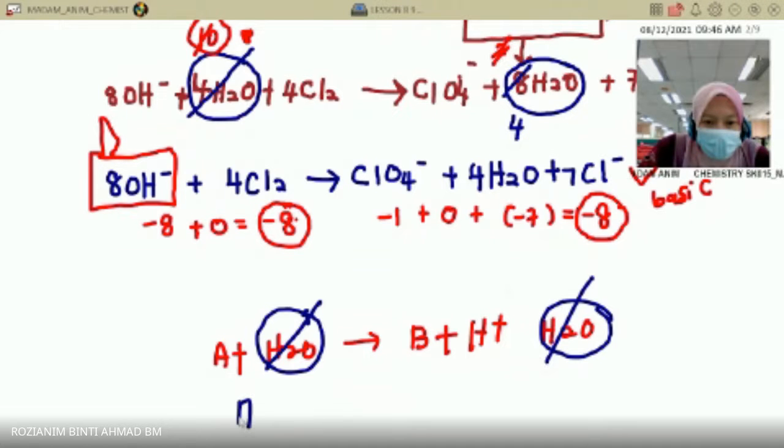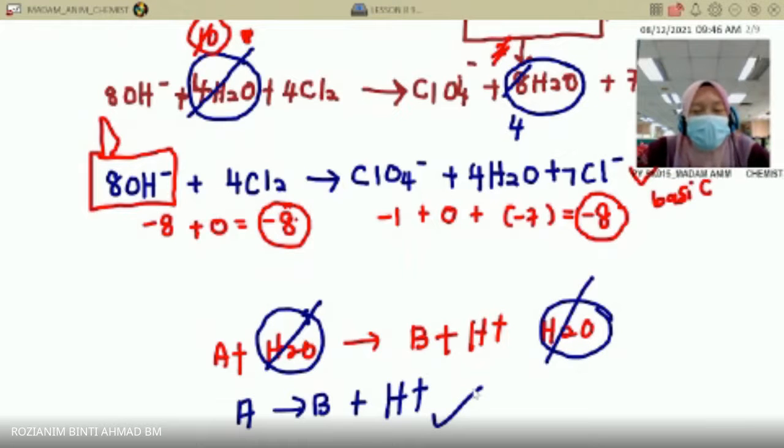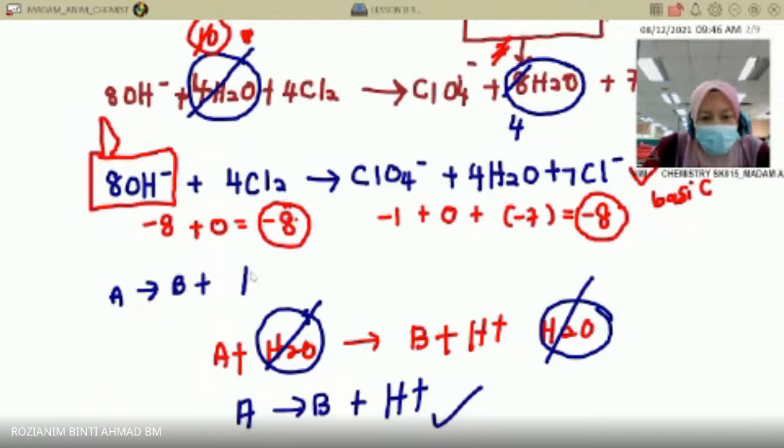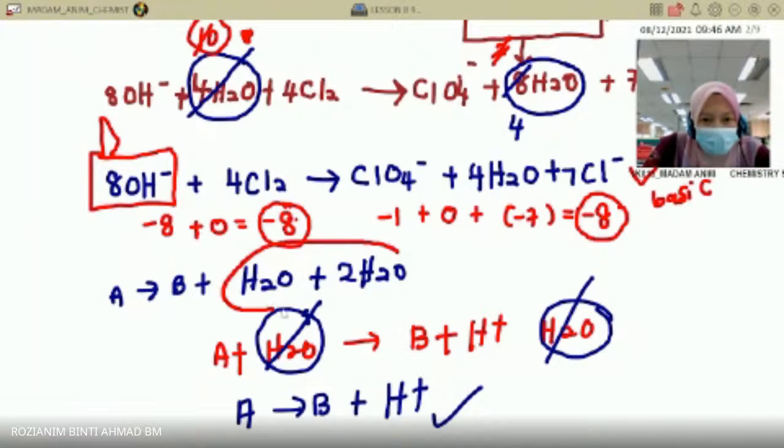So, yang tinggal dalam equation A hasilkan B dapat H plus. Itu sahaja equation dia. Konsep dia sama, tolak. Kalau dia ada different side, tolak. Kalau dia ada same side, contoh same side pula, A menghasilkan B tambah H2O tambah 2 H2O. So, jadi apa equation kita nanti? Apa jadi pada H2O? Jadi kosong ke jadi macam mana pula?